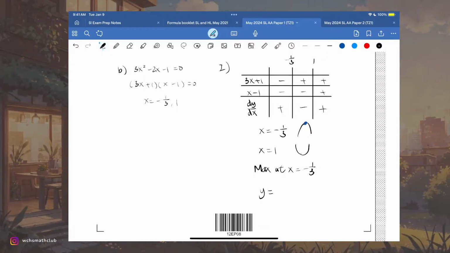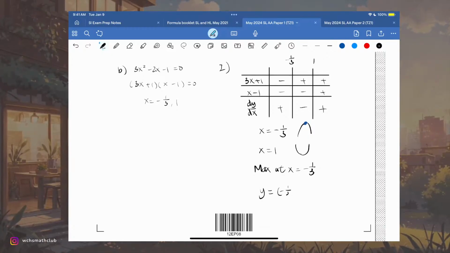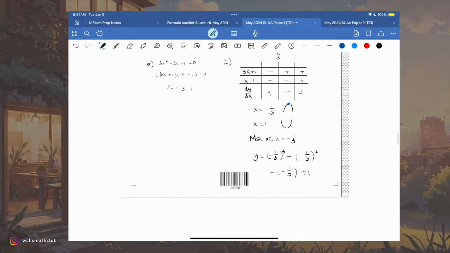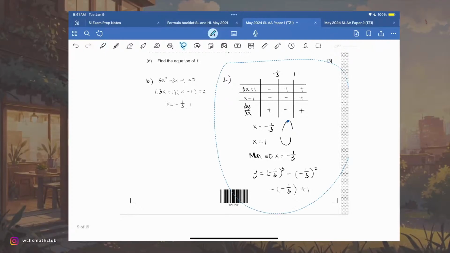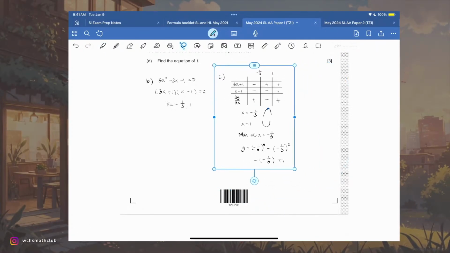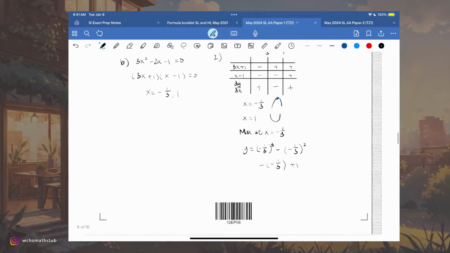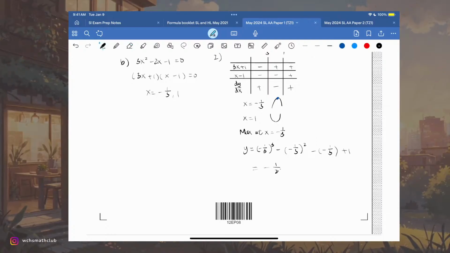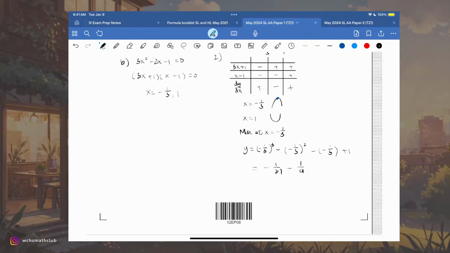We have y equals negative 1 over 3 to the power of 3, and then minus negative 1 over 3 to the power of 2, minus negative 1 over 3, and then plus 1. Making this a little smaller. So then we have y equals negative 1 over 27 minus 1 over 9 and then plus 1 over 3 plus 1.